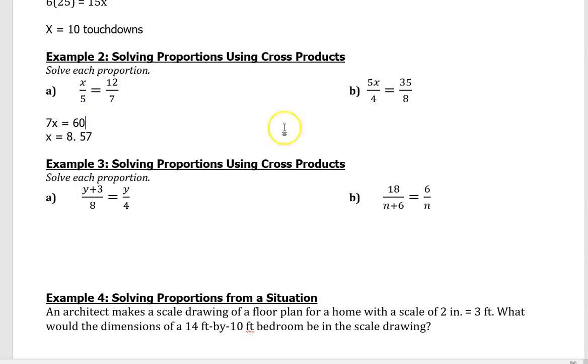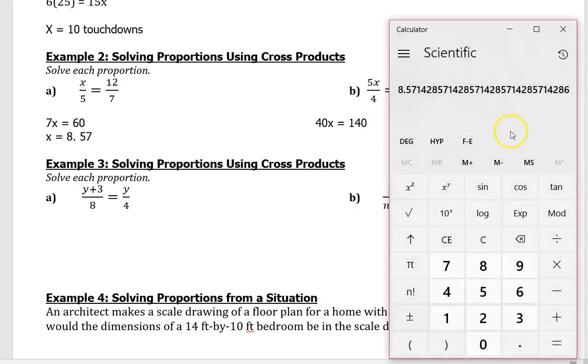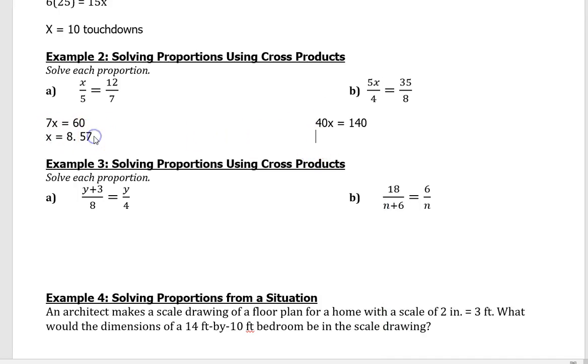And then we'll just continue on over here to this guy. Okay, 5x times 8, I'm going to multiply those numbers. That's going to give me 40x as the cross product. And 4 times 35, if you multiply that out, that's going to be 140. And so to solve that, I'm going to end up doing 140 divided by 40. So I'm just going to type that in my calculator real quick. And I'm going to end up with 3.5. So for this one, x equals 3.5.